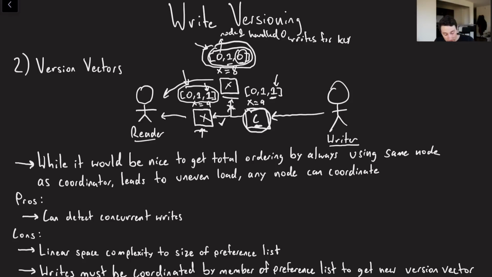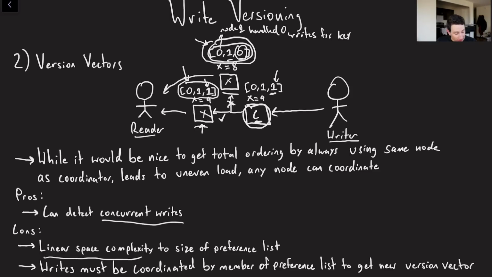So what are the pros of this approach? Well, for starters, we can detect concurrent writes, which is really great. On the flip side, we do have linear space complexity for each version vector relative to the size of the preference list. Now in practice, this probably isn't that big because you don't want to choose a preference list that's like 99 replicas. You probably want to choose one that's 3 or 5. But it is still bigger than your timestamp, and that's not insignificant.